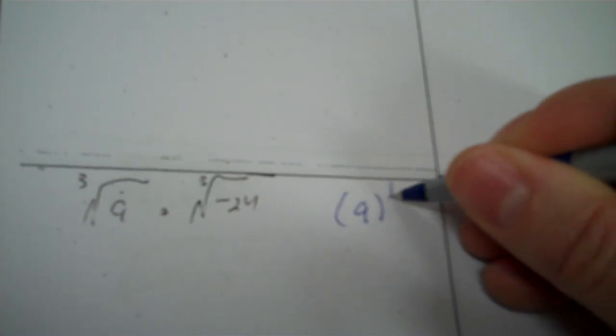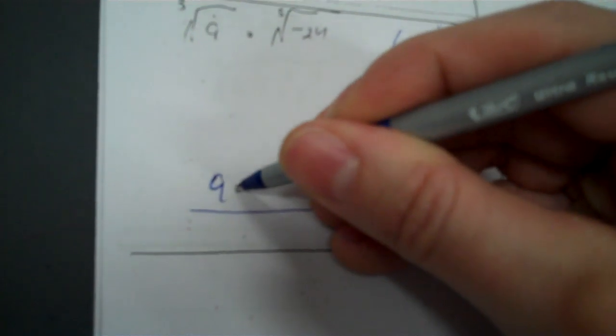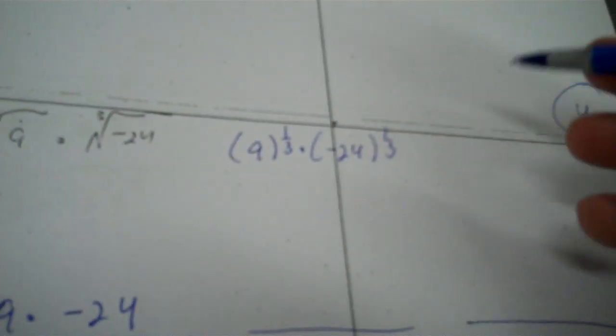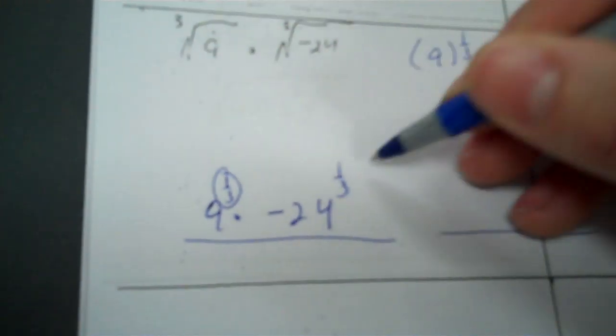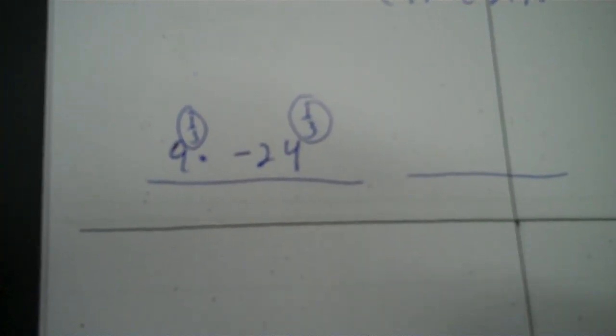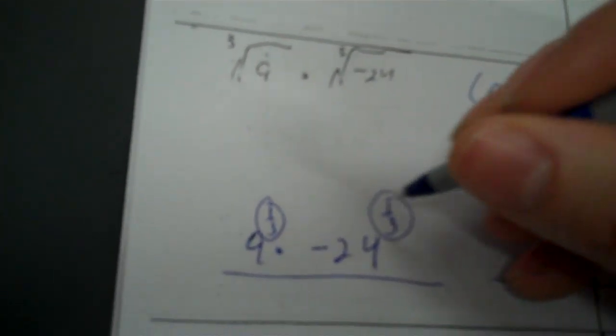Now the first step, again, with multiplication involving radicals, we're going to first rewrite it. 9 to the 1/3 power times negative 24 to the 1/3 power. Now you got 9 times negative 24. Both of them are to the 1/3 power. Now the exponents, I'm going to circle them. These are both positives, so we don't move anything around. That's what I would do. I would circle them up there too.